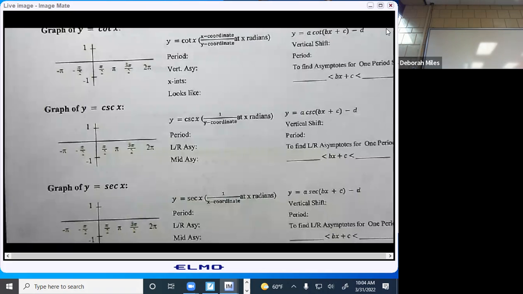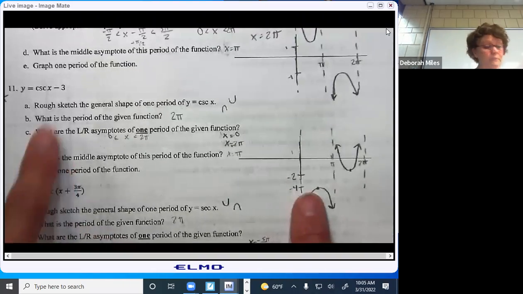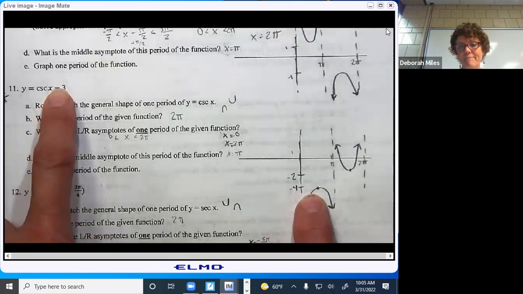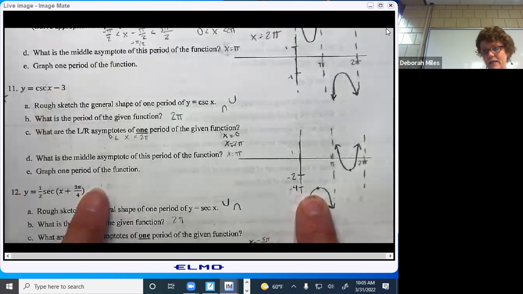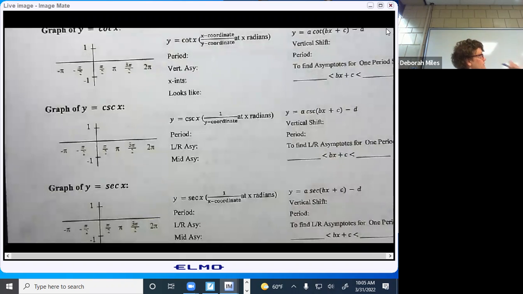Ooh, good question. Go ahead and finish your question. You're absolutely right. That -3 is a vertical shift of 3. So what were you going to ask, Hallie? And you're right. There's no x-intercepts for the graph of secant and cosecant unless they've been shifted. But if the vertex has been shifted down below the x-axis and it's concave up, it is going to have x-intercepts. That was a great question.